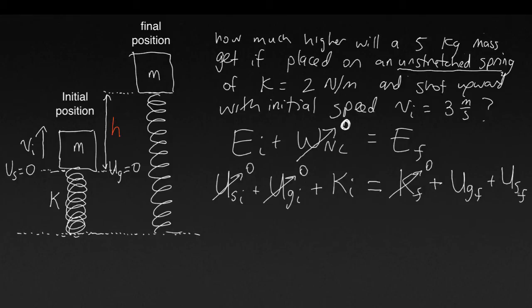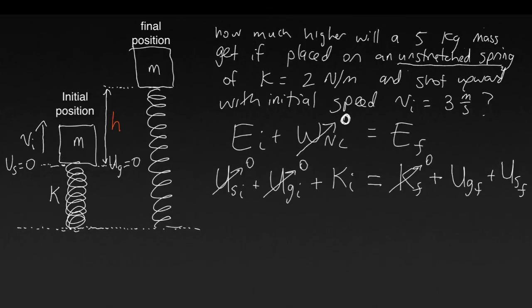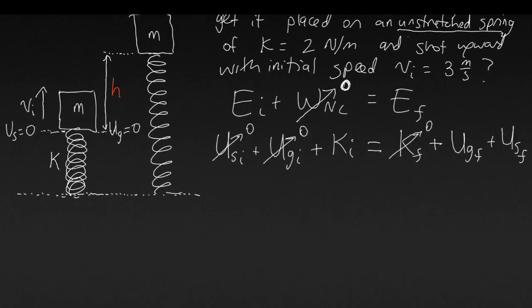So there is the next step of my master equation. Let's go ahead and keep going with this and see where it takes us. Okay, so let's get more specific. These are gone. Kinetic energy initial is going to be 1/2 mv initial squared. Don't forget to square that. That's all there is for the initial energy, just the kinetic energy.